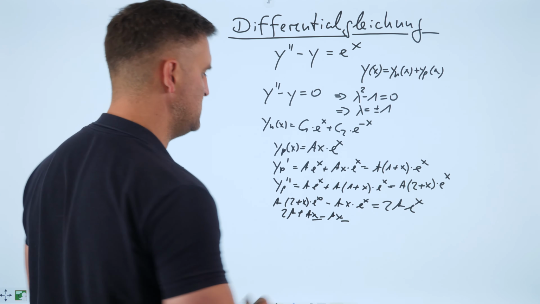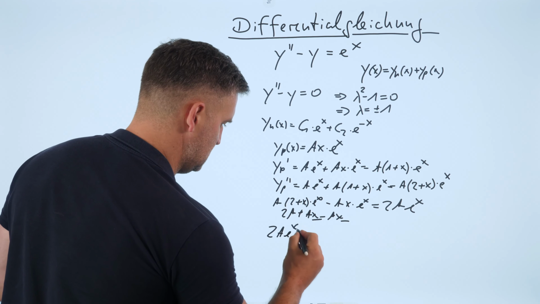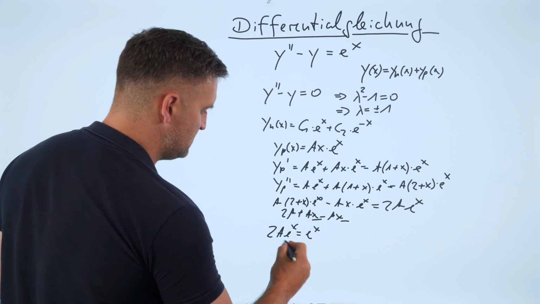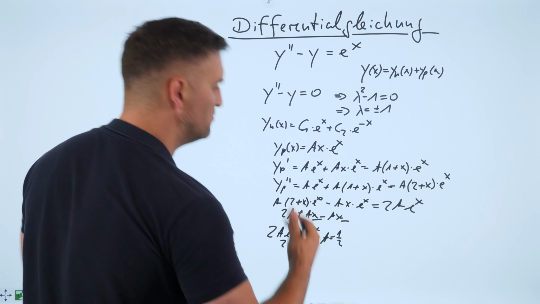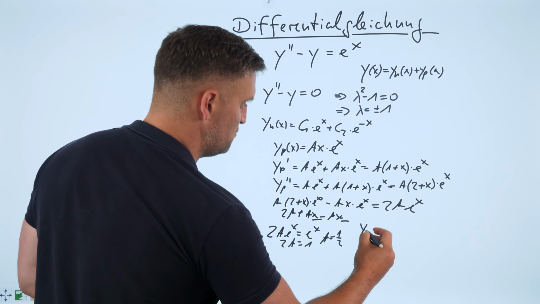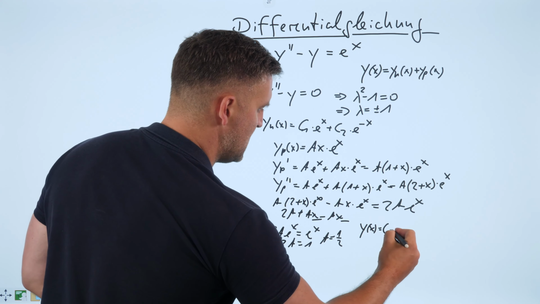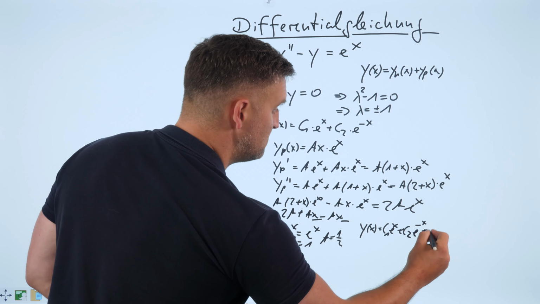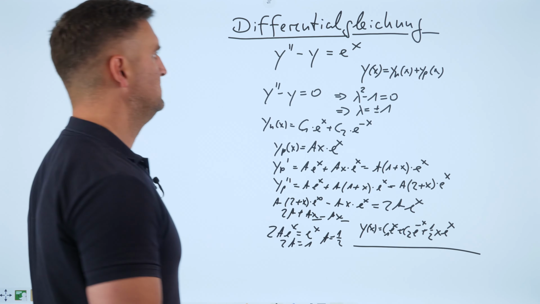Now we'll set the whole thing equal. 2a e to the power of x equals e to the power of x. Dividing by e to the power of x, 2a equals 1 or a equals 1.5. And with that, we can give the complete solution. y of x is c1 e to the power of x plus c2 e to the minus x plus 1.5 x e to the power of x.